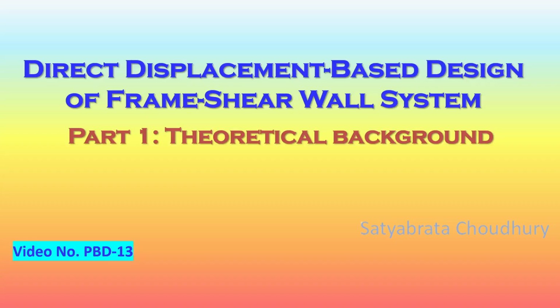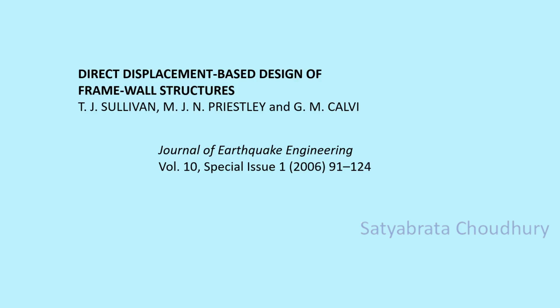Frame shear wall system is also known as the dual system. It consists of the frame elements, the beams and columns, and the shear wall elements placed appropriately in different locations of the plan. For this I direct you to study this paper on direct displacement based design of frame shear wall structures by Sullivan et al., published in the Journal of Earthquake Engineering in 2006. This may be freely downloadable, you can check.